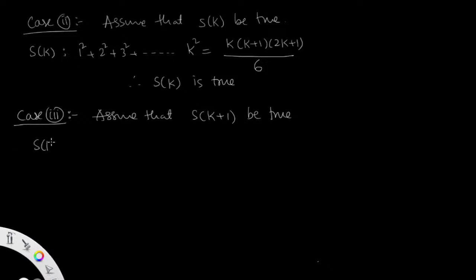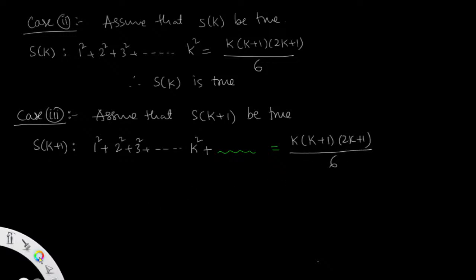That is S of k plus 1, which means 1 square plus 2 square plus 3 square and so on, up to k square. Up to here, k terms we have finished. Then I write the k square term in a column, and it goes again to k into k plus 1 into 2k plus 1 divided by 6.